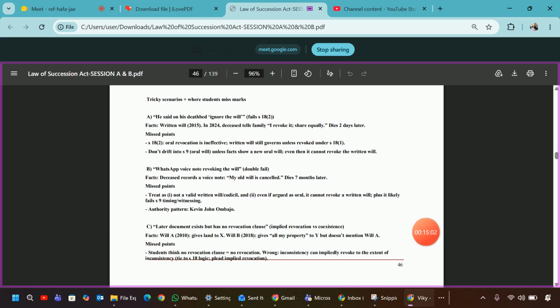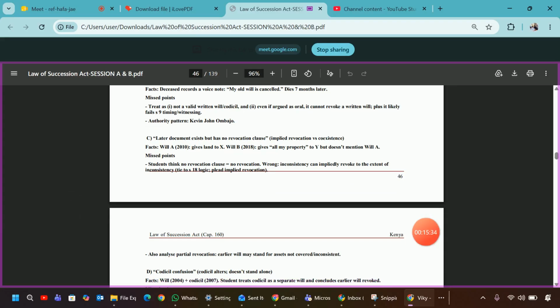B. WhatsApp voice notes revoking the will. Double fail. The deceased records a voice note, my old will is cancelled, then dies 7 months later. Treat as 1. Not a valid written will or codicil, and 2. Even if argued as oral, it cannot revoke a written will. Plus, it likely fails Section 9 timing and witnessing. Per the Kevin John Ombajo decision.